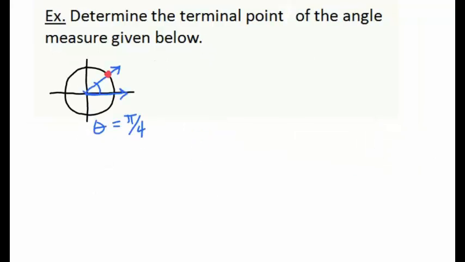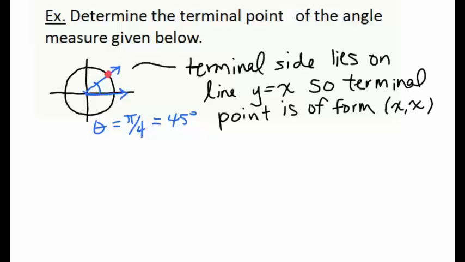Let's go ahead and find the terminal point of the angle measure of pi by 4 radians. Now I've drawn a picture here to help us get started. So inside here is our angle measure of theta, and we're interested in where our terminal side intersects the unit circle, which is right here at this red dot. Now, because pi by 4 is equal to 45 degrees, we could argue that this terminal side lies on the line y equals x. This indicates that this terminal point here must be of the form (x, x).